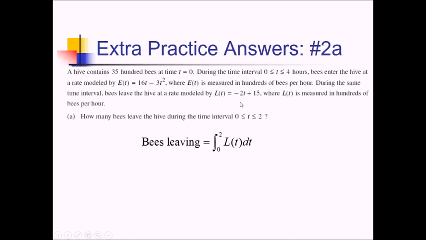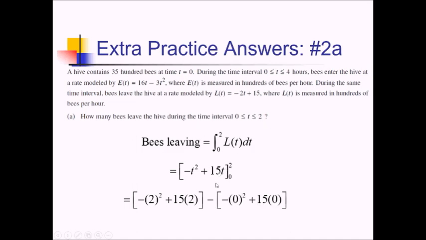Using my reverse power rule, that's going to be bumping my exponent up to a 2 and dividing by that, so I've got negative t squared, and then plus 15t, all of that evaluated from 0 to 2. So I've got all of this stuff with 2 plugged in, minus all of this stuff with 0 plugged in. The good news is that the stuff in this second bracket is all gone because everything's getting multiplied by 0. Over here in the left bracket, careful with your PEMDAS here, this is negative 4 plus 30, which comes out to 26. And don't forget the units. We just figured out how many bees left, so this is going to be 2,600 bees leaving.